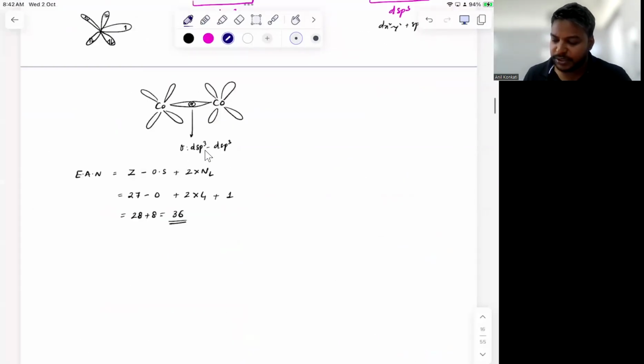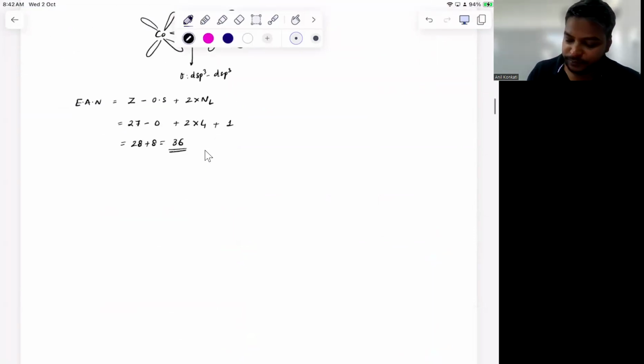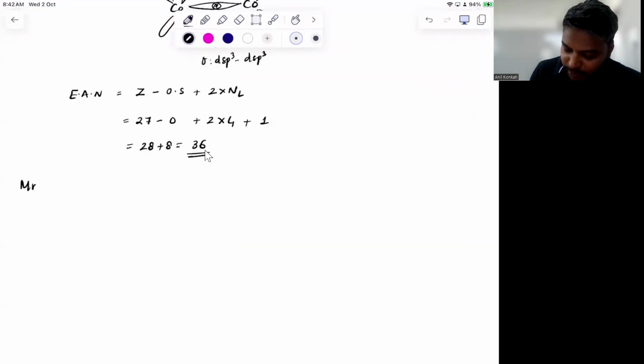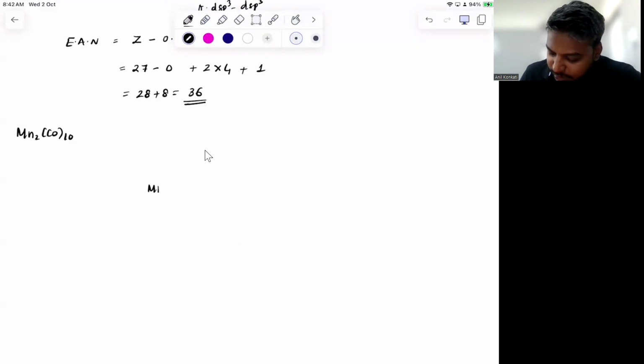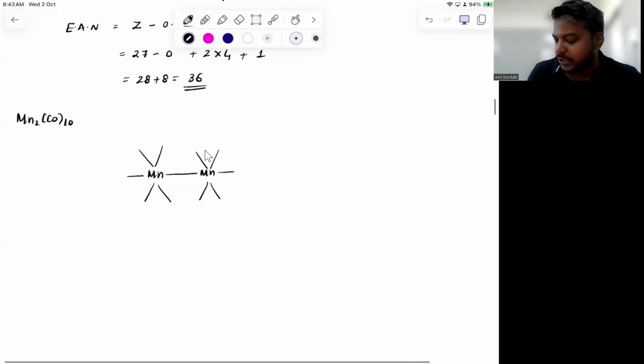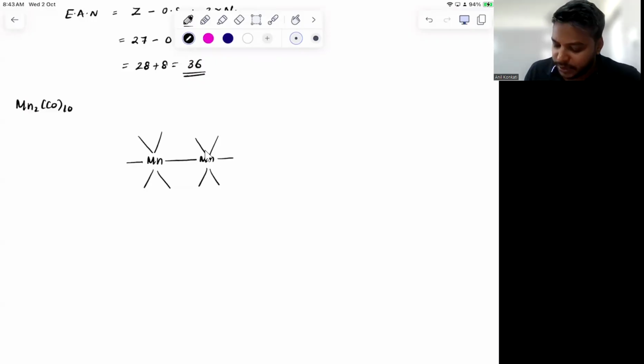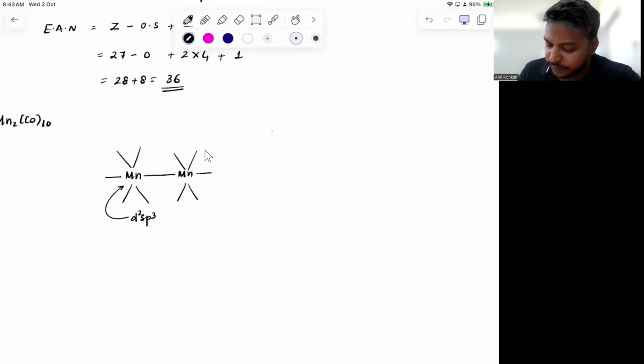One more which was remaining was manganese. Let us write for manganese. Mn2(CO)10. Okay. In manganese, we will have the Mn bond here with 6 of them this way. So basically, we are making an octahedral structure, isn't it? So to accommodate that octahedral structure, we need to make d2sp3 hybridization. Clear? So only one single electron I have to keep.